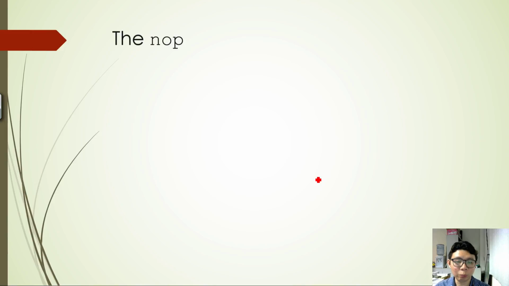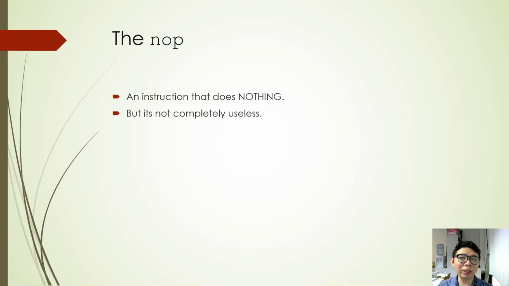Before we proceed, I'd like to introduce you to this instruction, called NOP. It is special because it is the only instruction in PIC18 that does absolutely nothing. As useless as it may sound, it is very useful in creating time delays, because in a time delay we want the microcontroller to do nothing for a certain amount of time. So the NOP command is perfect for creating time delays. It's not actually completely useless.